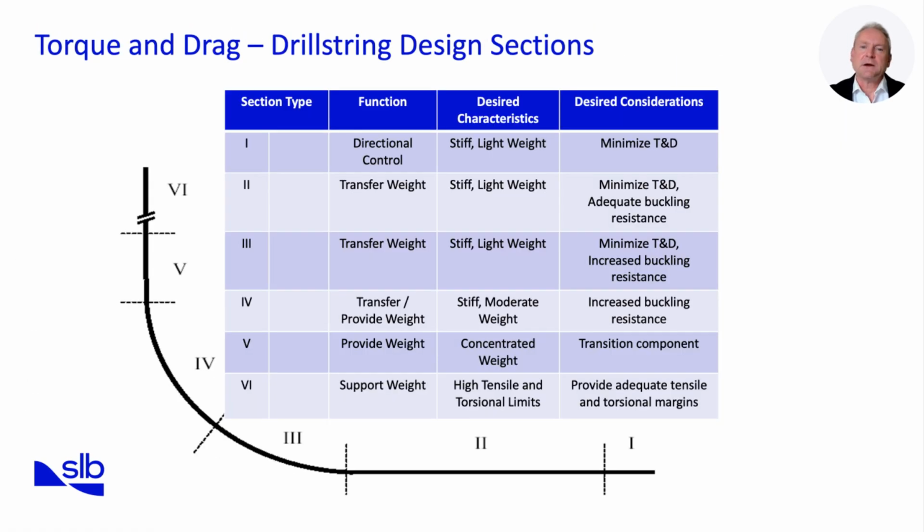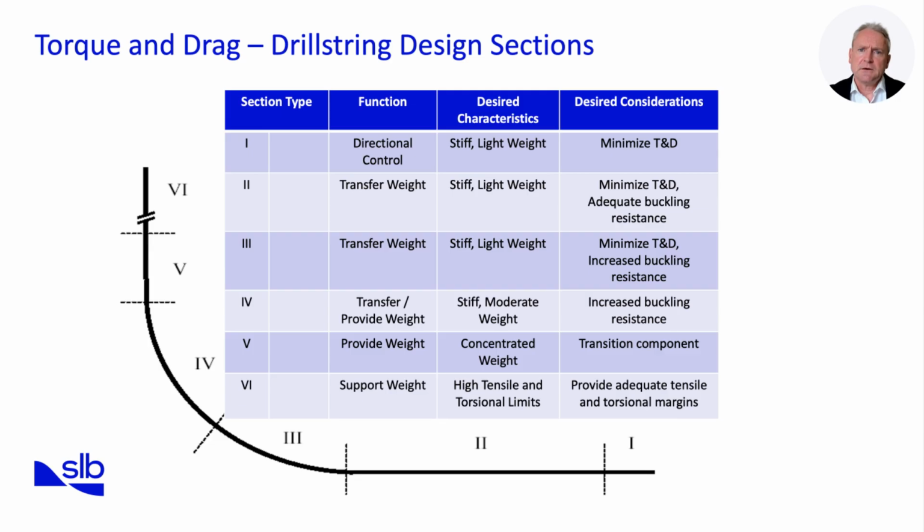If we look at the well trajectory, it is broken into 6 distinct sections, each with specific drill string design requirements. The key message here is that as the well is drilled, the same pipe passes through multiple sections, so string design must account for its changing role along the trajectory.